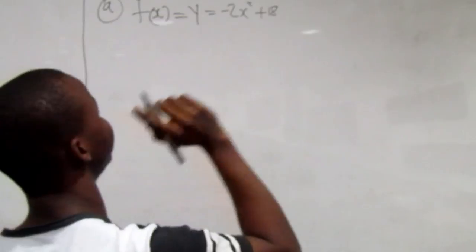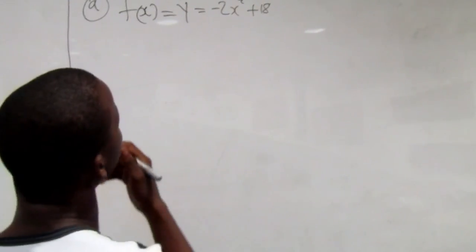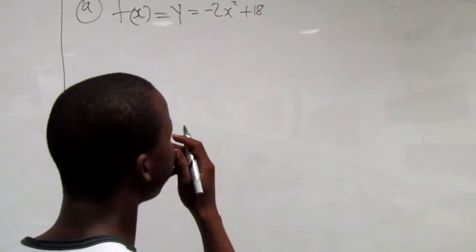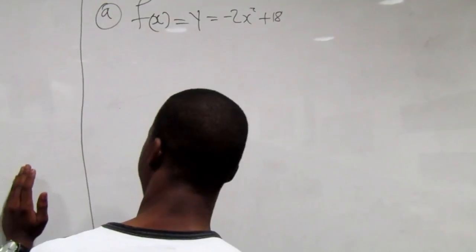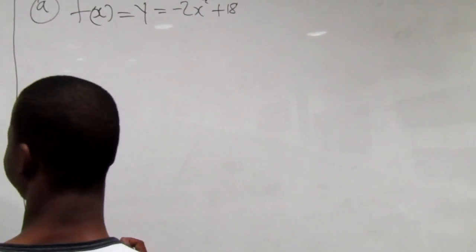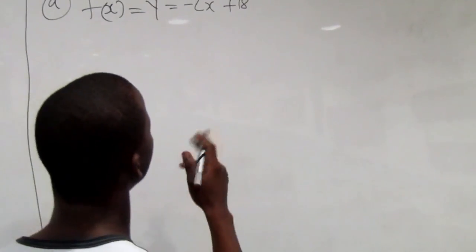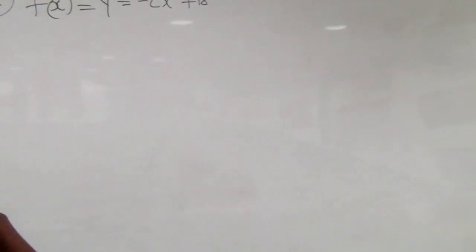Then we need point T. How are we going to get point T? We say from f of x, in our f of x function, point T is a turning point, and again a y-intercept. So we are going to consider point T here as our y-intercept. How are we going to consider it?